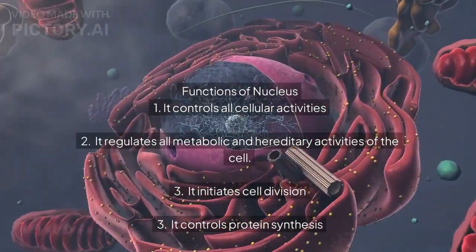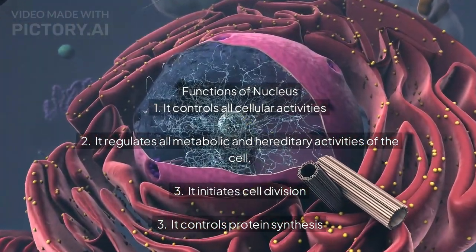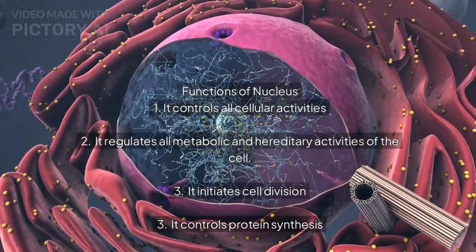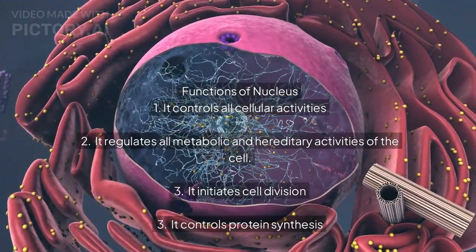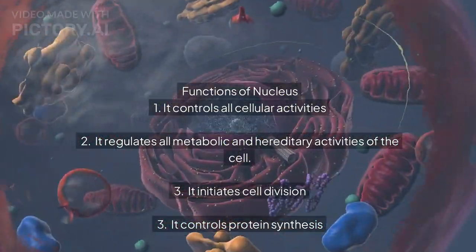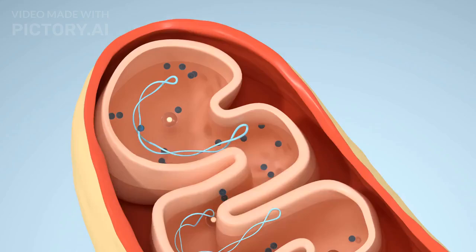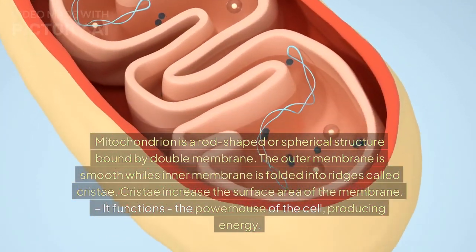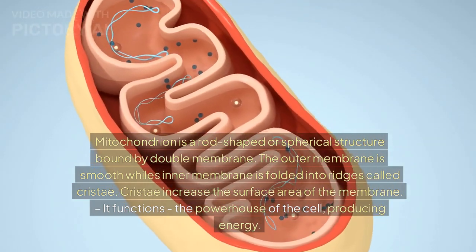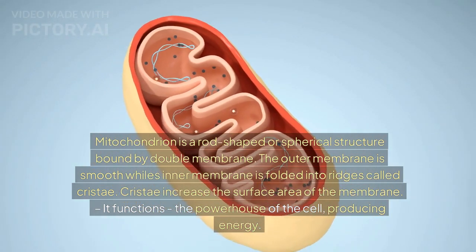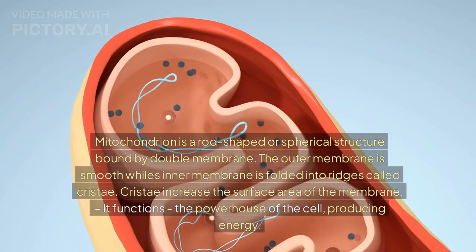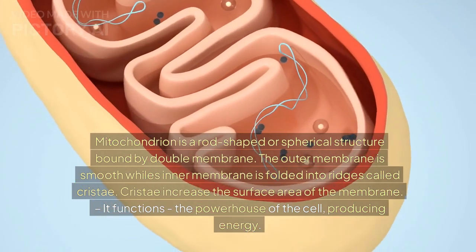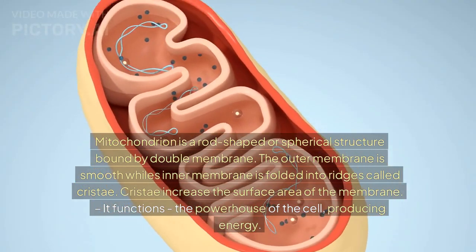Functions of nucleus. 1. It controls all cellular activities. 2. It regulates all metabolic and hereditary activities of the cell. 3. It initiates cell division. 4. It controls protein synthesis. 5. Mitochondria is a rod-shaped or spherical structure bound by a double membrane. The outer membrane is smooth whilst the inner membrane is folded into ridges called cristae. Cristae increase the surface area of the membrane. It functions as the powerhouse of the cell, producing energy.